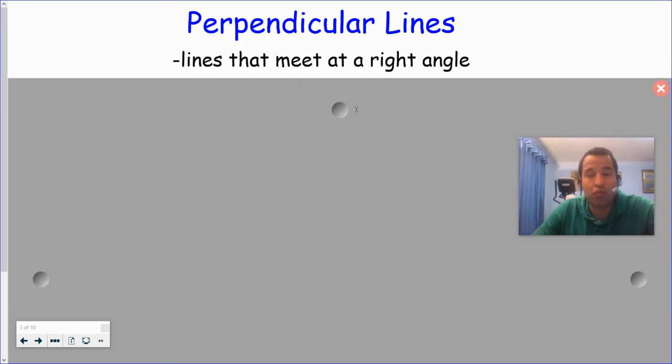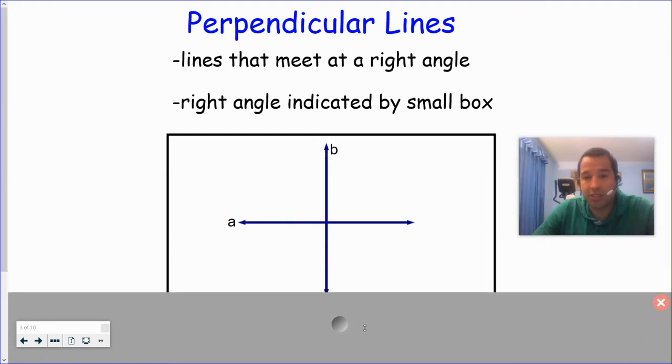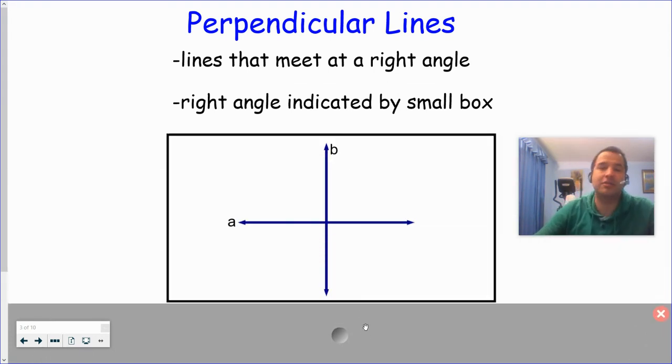Lines that meet at a right angle. Right angles are indicated by a small box. So you look at that right there and you're like, oh, those lines are perpendicular because they create a right angle. And again, it looks very similar, but we do need to have that just to make sure we know that they really are perpendicular. But two lines cross, they make a right angle. They are perpendicular lines. Okay, cool.